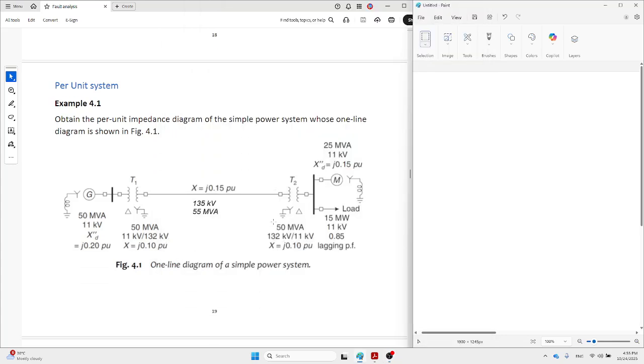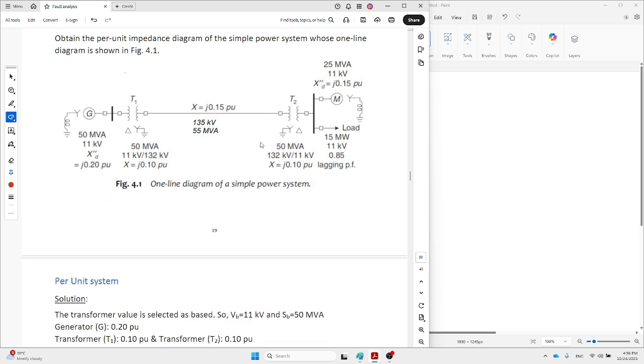Okay, let's continue the studies by focusing on the per unit system. Here is a very useful example of the per unit system. So I need your full attention to check how we can do the analysis using the per unit system. Step one, obtain per unit system impedance for this simple power system. Single line diagram is given.